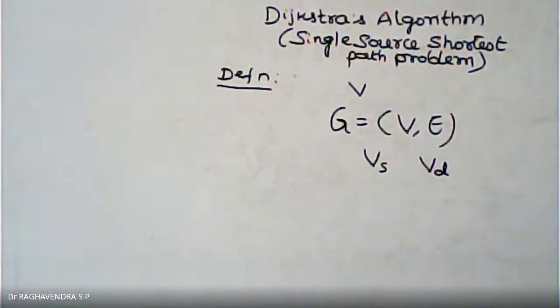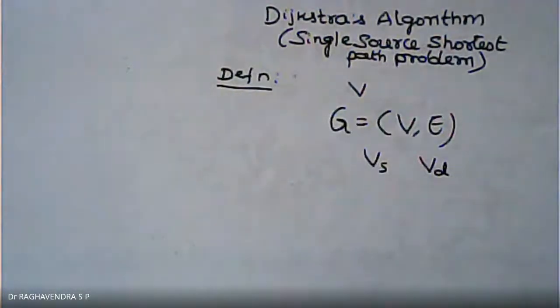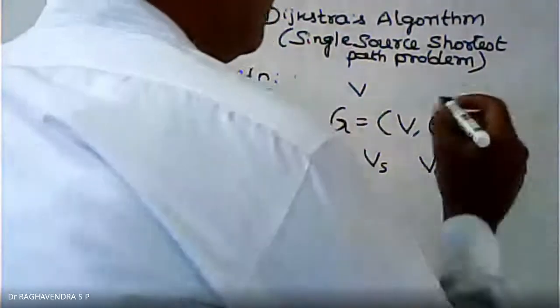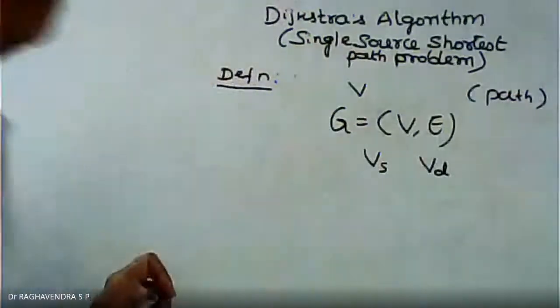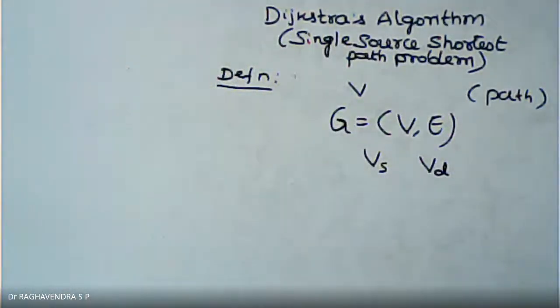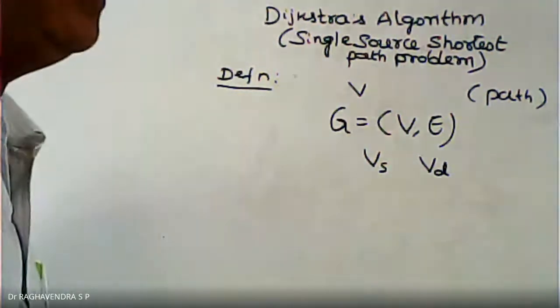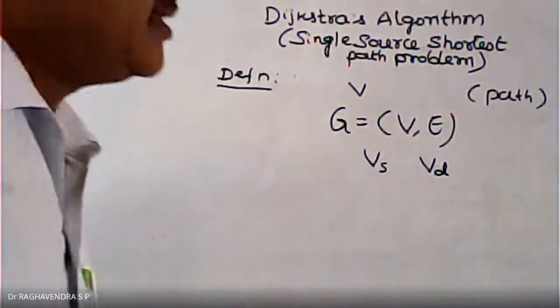In short, in the single source shortest path problem we find the shortest distance (or path) from a given vertex to all other vertices. This is possible using Dijkstra's algorithm.